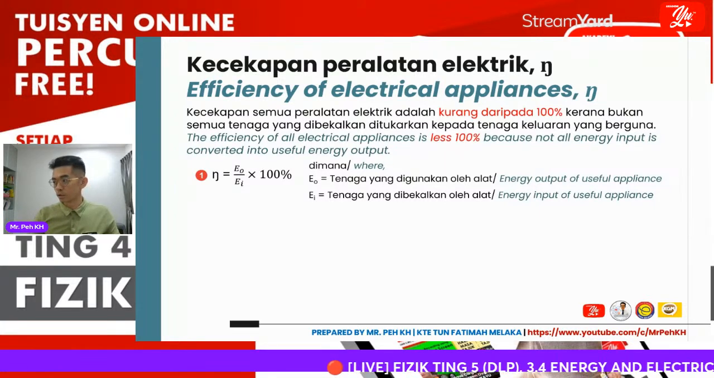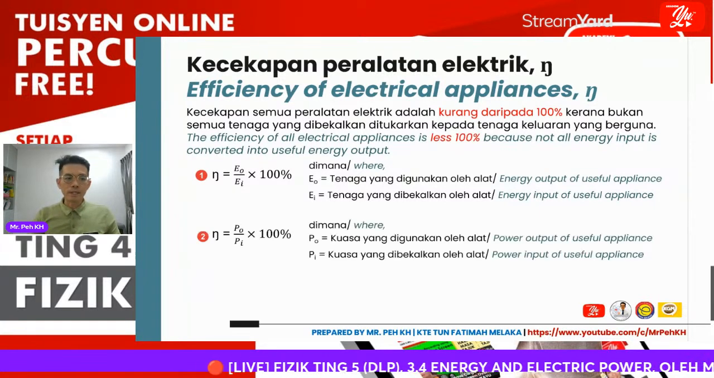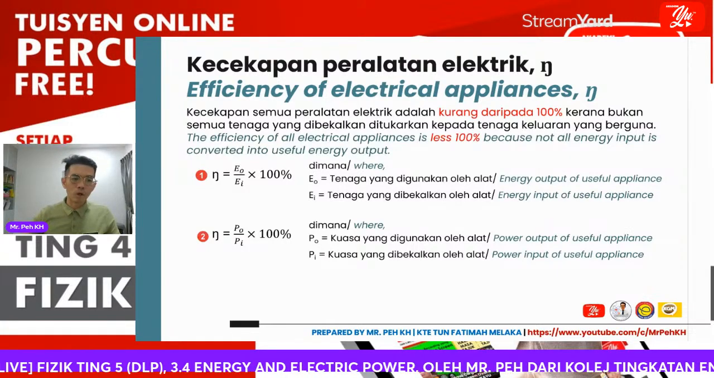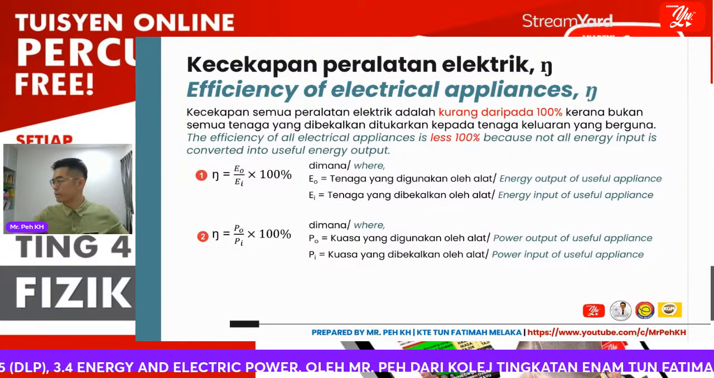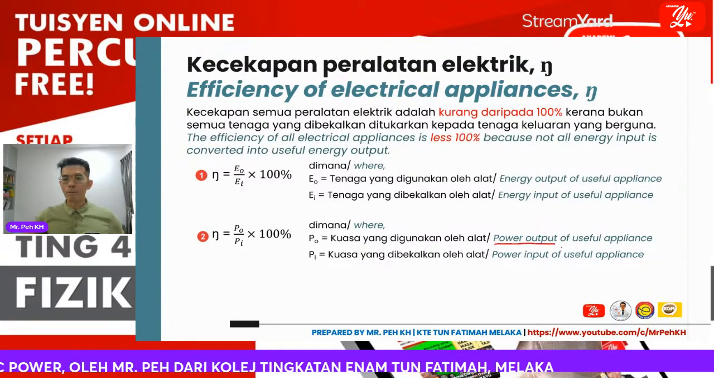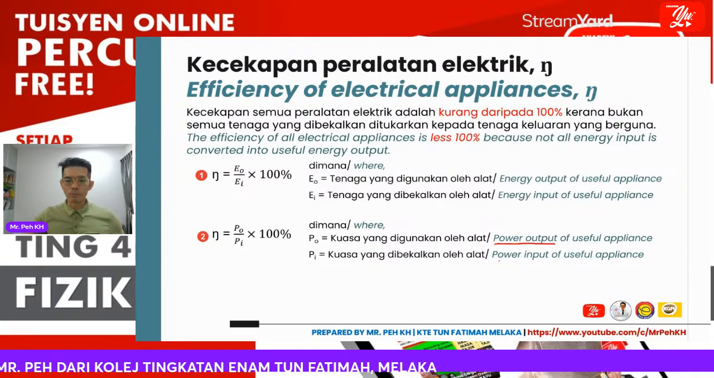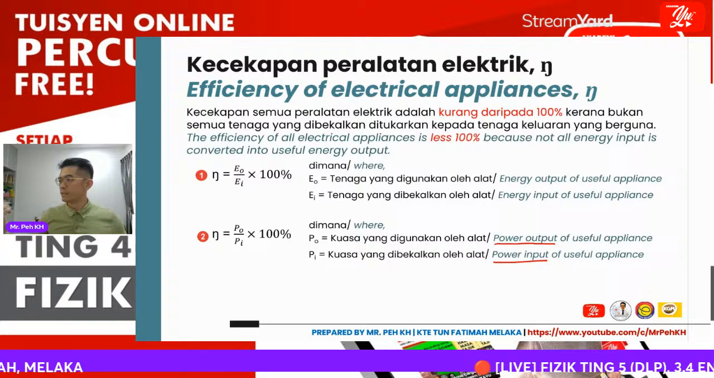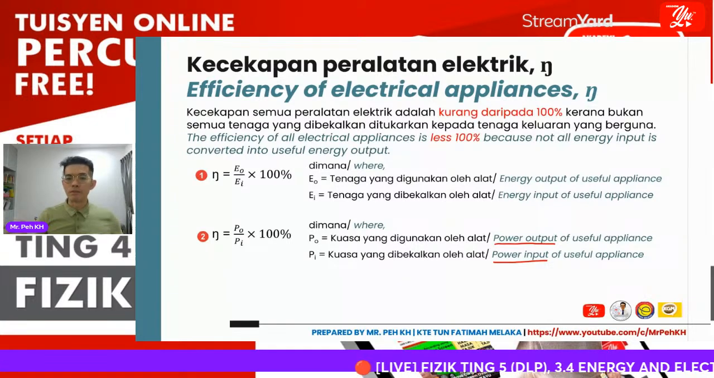Please involve yourself also. Then the second formula for calculation here will be PO over PI times 100%. The PO will be power output, then the PI will be power input, again times 100%. So the efficiency answer must be given in percentage.